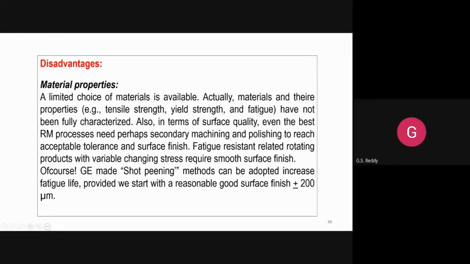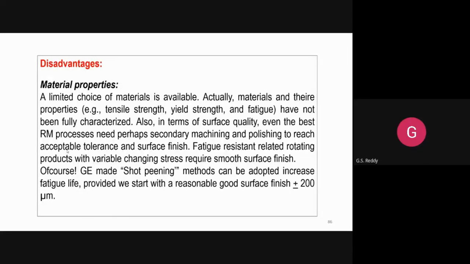Yes, we have to identify the proper, cheaper post-processing process and improve the surface finish. For example, GE has shot peening that is applied for gas turbine engine turbine blades and things like that. That has really increased the fatigue life tremendously by incorporating compressive stresses in the surface. So we have to revisit those processes and incorporate them into these things.